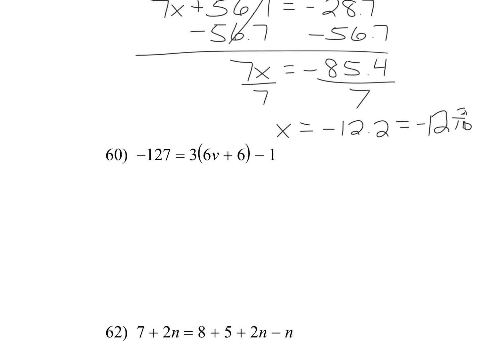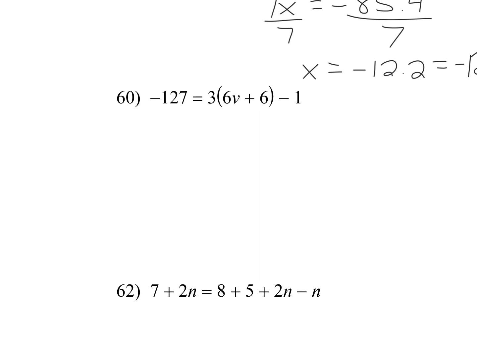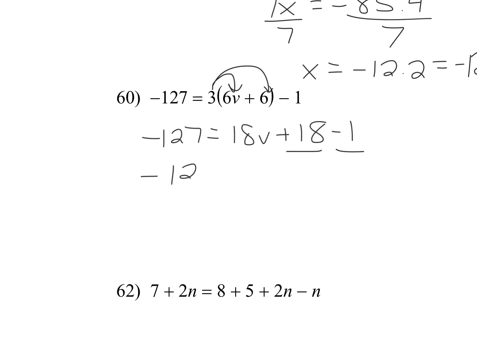60, what's our first step? Distribute. We have 3 times 6v, 18v, and then we have 3 times 6, 18 minus 1. What do we have to be careful with now? Yep, combine like terms first. What do I have as like terms? 18 and negative 1. So do I add 18 and 1, or what do I do? Subtract. I want to keep that same sign, right? So I want to do 18 minus 1. 17. So plus 17. Now I can solve.